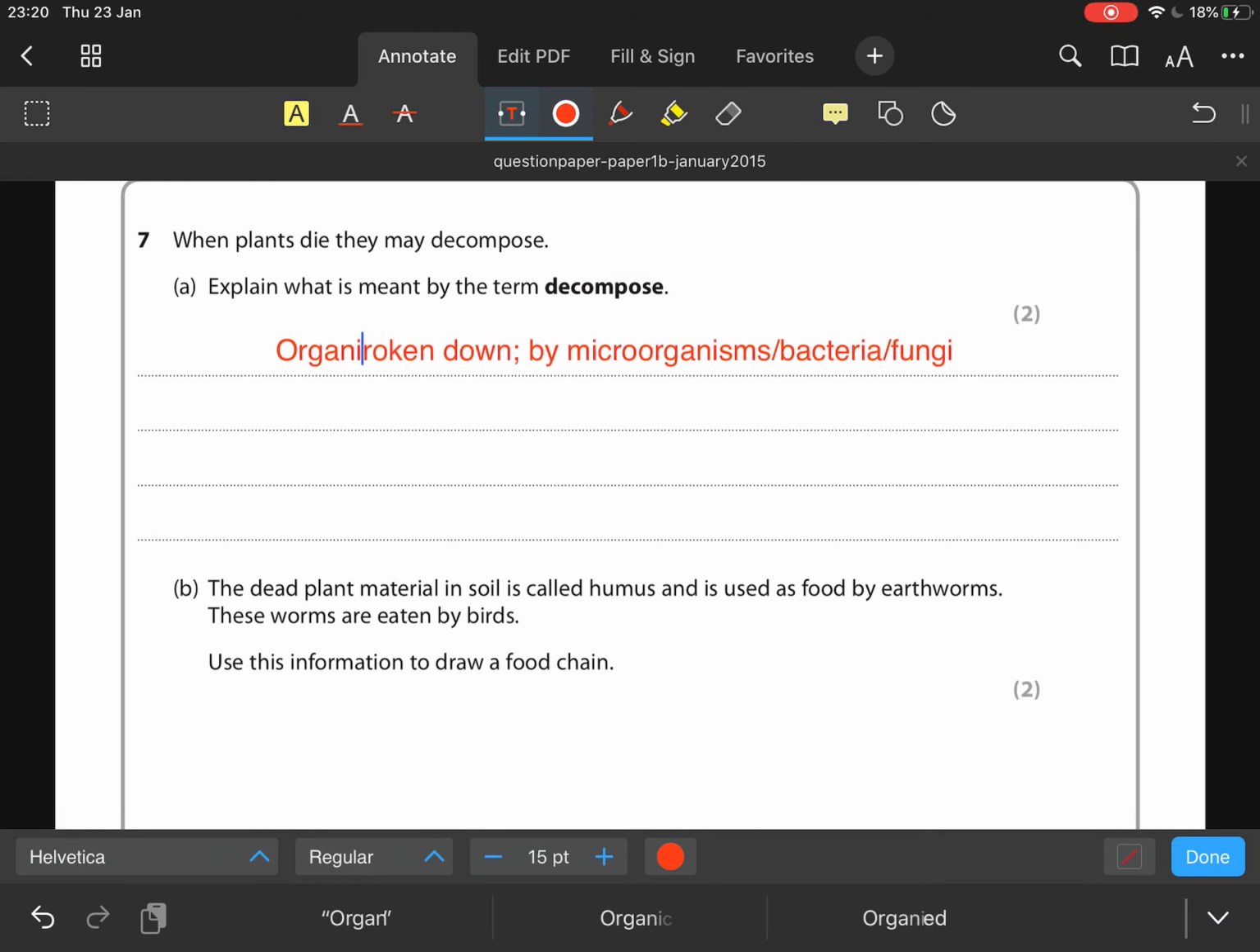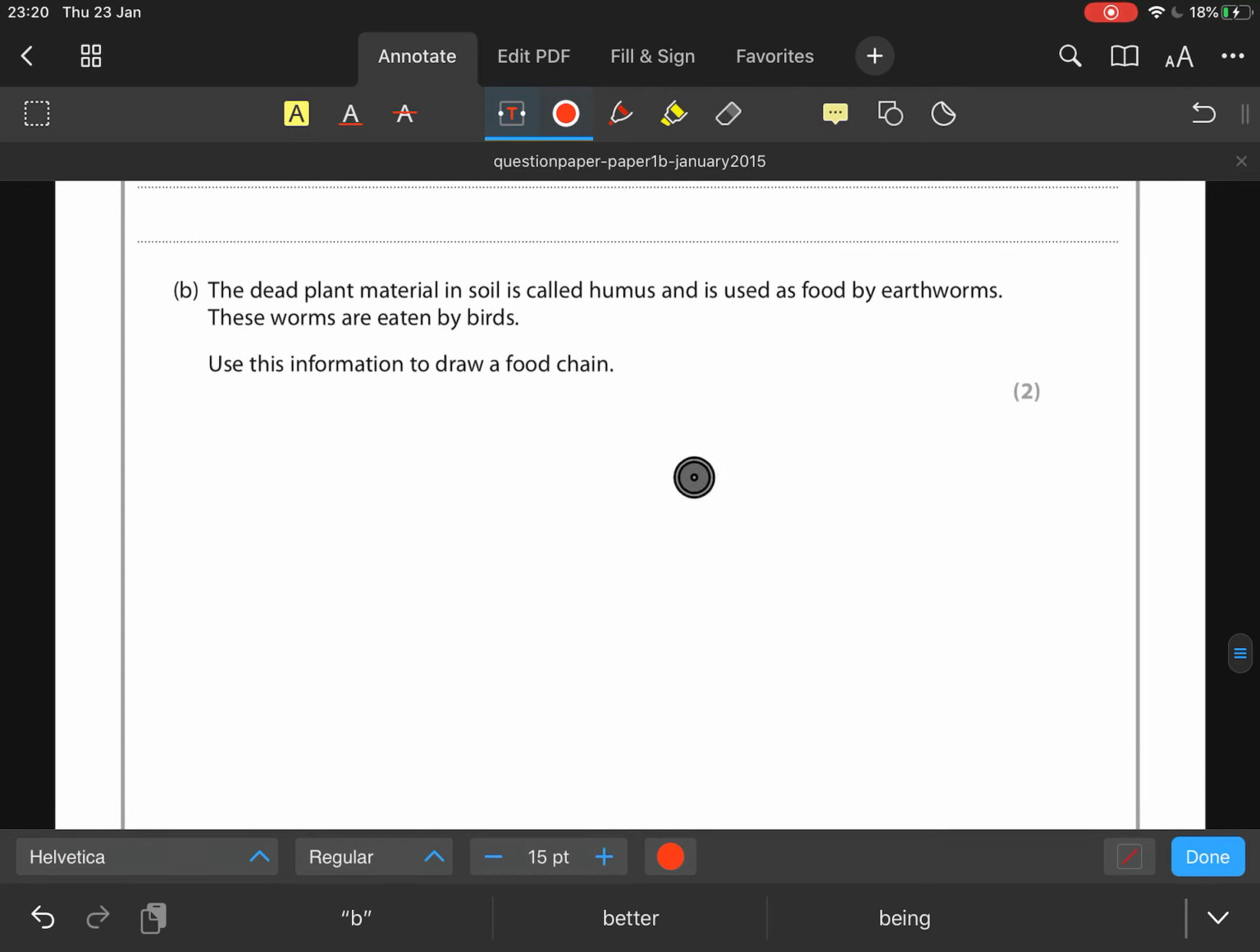If I was to make that a slightly better answer: organic material. So when organic material is broken down by microorganisms. Pretty straightforward 2 marks there. More questions like that, please.